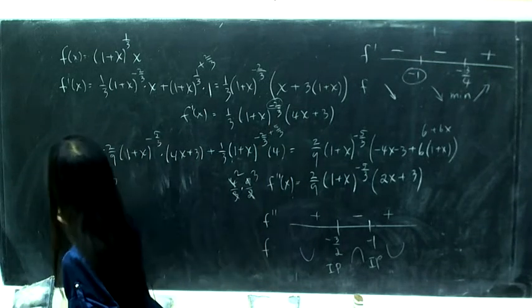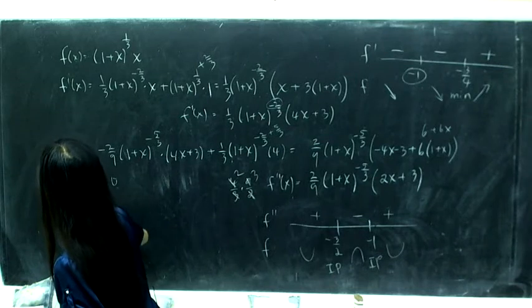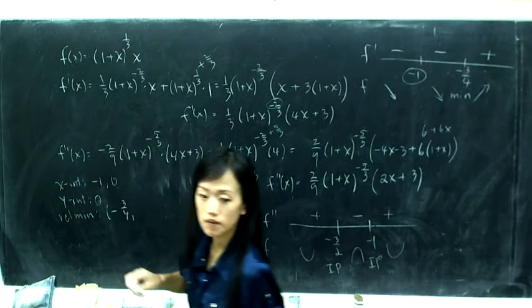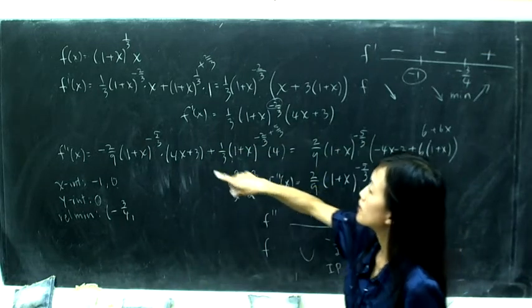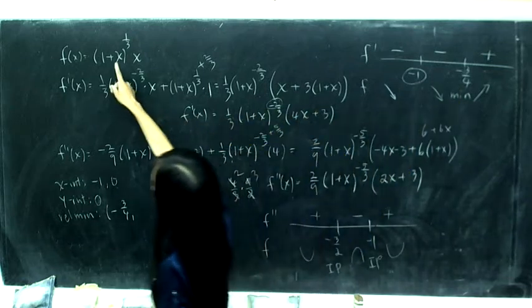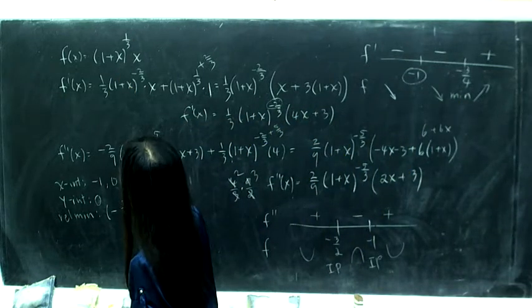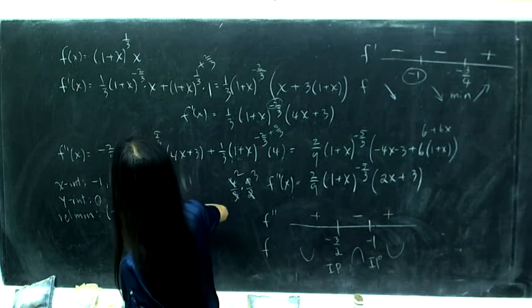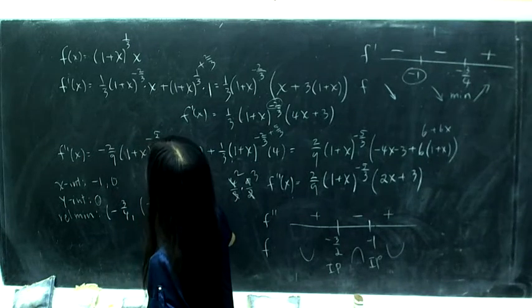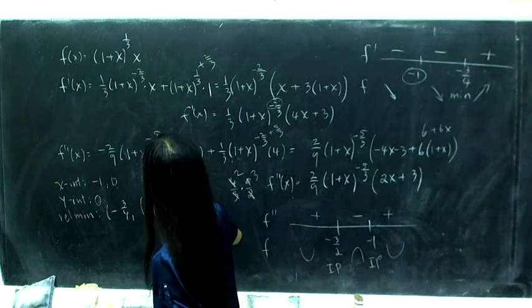Go ahead and substitute the minimum value, the relative min is located at -3/4. We're still doing the same problem. Still doing this question here. So the relative minimum, sub it in there, and it's a messy number, so it's like 1 plus -3/4, so it'll be 1/4 to the 1/3 times -3/4.